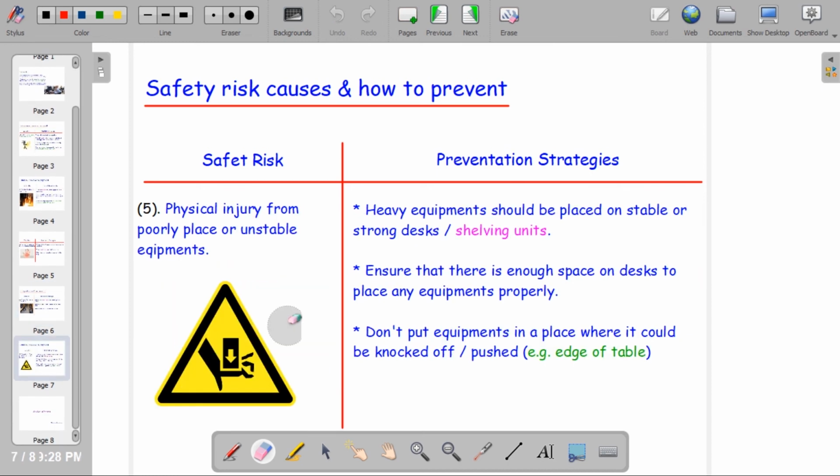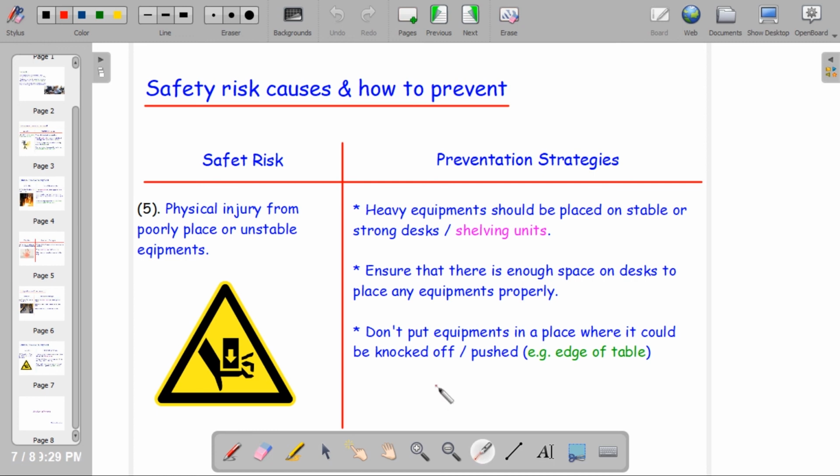Let's talk about the last safety risk, number 5. It's also about getting yourself injured physically, but because of having the chance of heavy equipment falling on your hand or on your foot. So this is safety risk number 5. How to avoid that? Number 1, basically never place the heavy equipment where there are unstable or weak desks or shelves. Always make sure that you're placing them on very strong and stable desks. This is the number 1 prevention strategy.